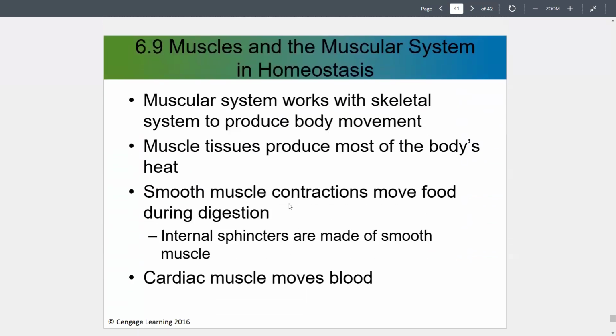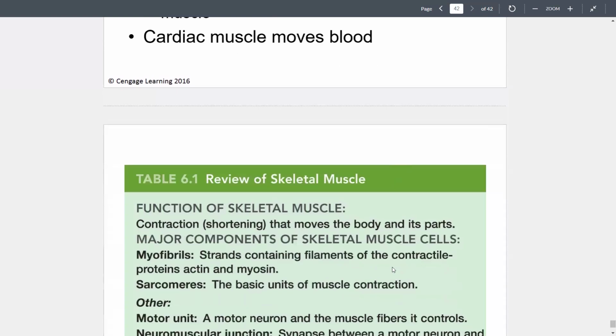And then this is how muscles can maintain homeostasis. They help us with keeping our skeleton moving so we can move our body. They also produce heat, so shivering and muscle contractions, that all produces heat. It keeps us warm. Smooth muscle keeps our food moving around our body, and it keeps blood moving around our body. Cardiac muscle moves the blood through our body.